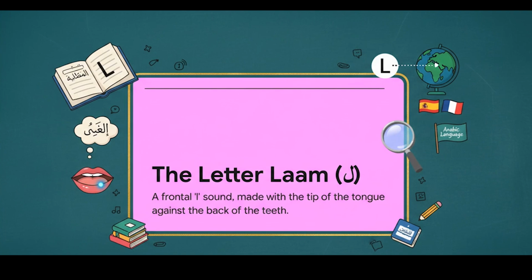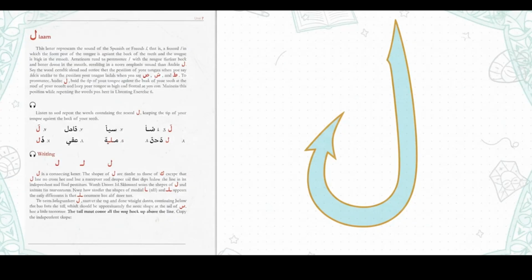Now here's a tip. A lot of American English speakers make their l sound what we call a dark L farther back in their mouth. For the Arabic lam, you want to make a light L. The very tip of your tongue needs to be right up against the back of your front teeth. If you've ever heard Spanish or French, think of that L sound. Lam. When we write lam, it's this tall, really elegant letter.